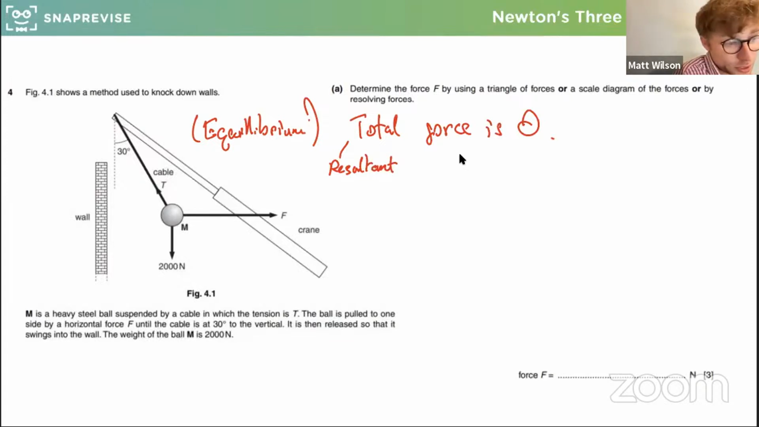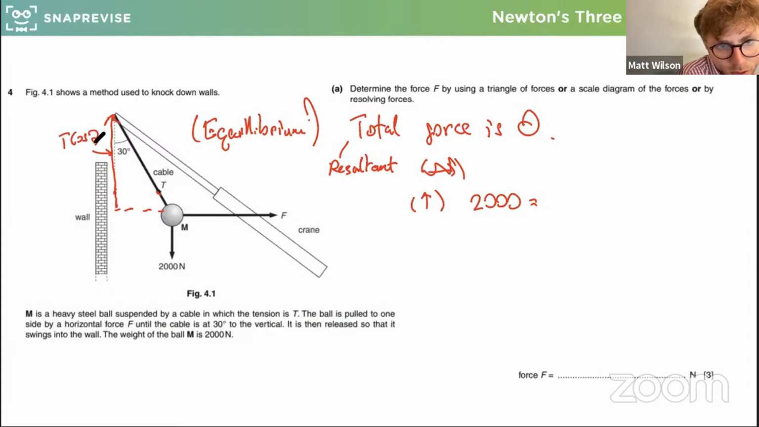And just like before, we split the situation into the vertical part and the horizontal part. In fact, we'll do the vertical part first. So in the vertical direction, what are our forces? Well, we have the force downwards, which is 2,000 newtons. And that must be balanced by the upwards force, which in this situation is, well, here we have a T and the adjacent here, this part here, which is the bit we need. That's going to be T cos 30. This part here is going to be T sine 30. Okay, good. So 2,000 equals T cos 30.